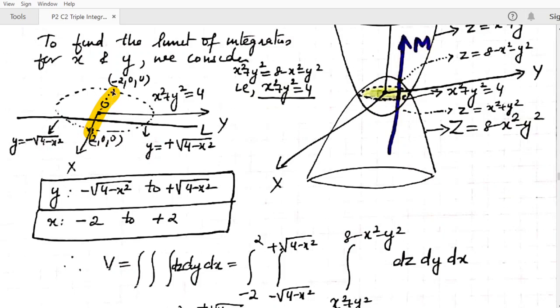So we see that at this point the value of x is minus 2. At this point the value of x is 2. So the limit of x is from minus 2 to 2.